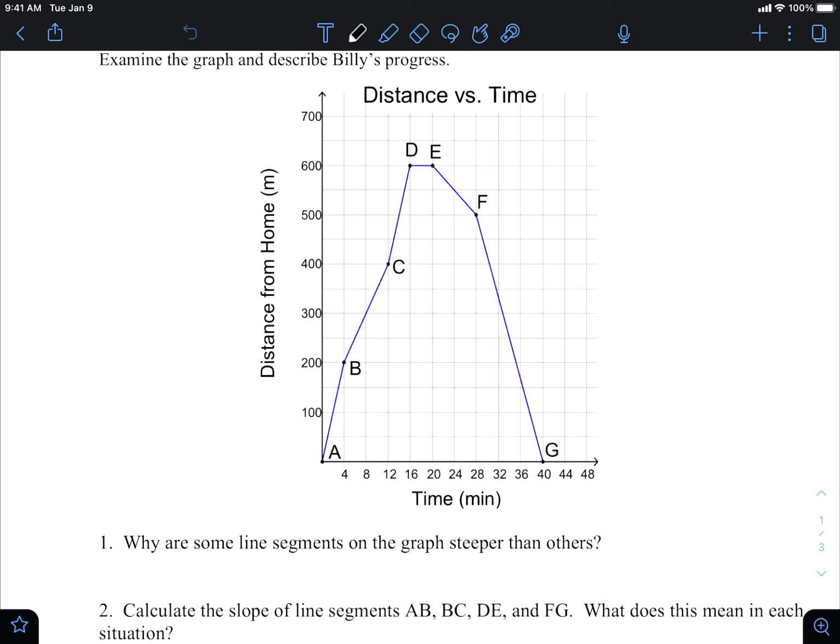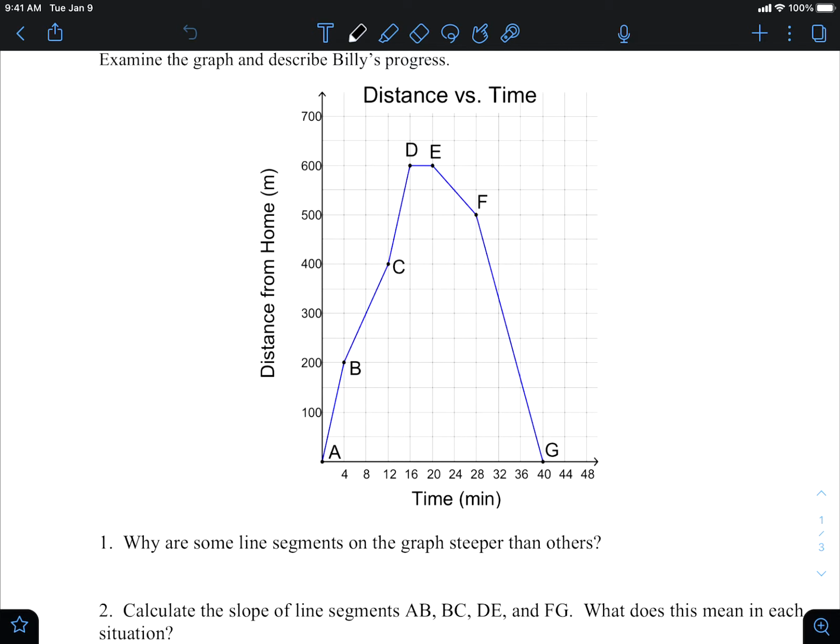Hazel? Well, at one point they realized they were going to be late. And which point would that be maybe? F to G? Yeah. Maybe any other? I don't think we've necessarily answered the question here. Hazel kind of danced around it, but why are the lines different steepnesses? Yes, Opal? The speed he was walking.